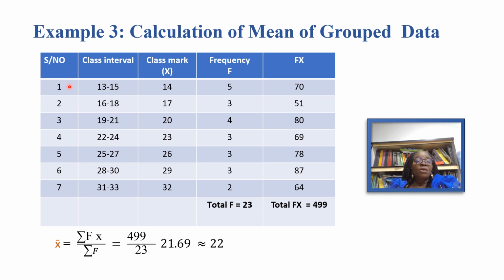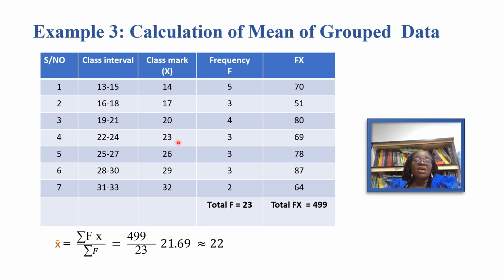So now we have 7 values given to us, and this is the class interval: 13 to 15, 16 to 18, 19 to 21, 22 to 24, 25 to 27, 28 to 30, and 31 to 33. In this class interval, what do you do? You sum them together and divide. So if we sum 13 plus 15, we will have 28. If we divide by 2, we will have 14. That is how we got this 14. You sum 16 plus 18, you have 34. You divide by 2, you have 17. And that is how we did it and obtained all these values.